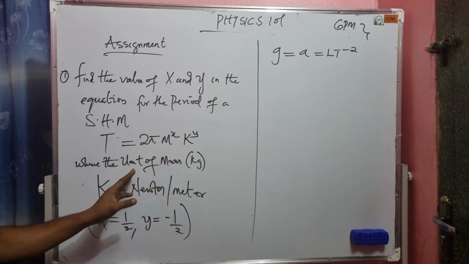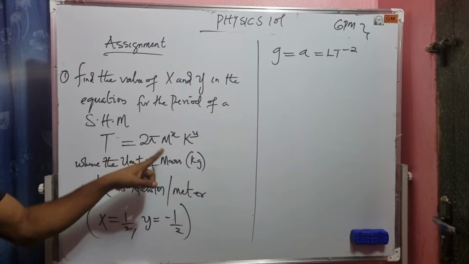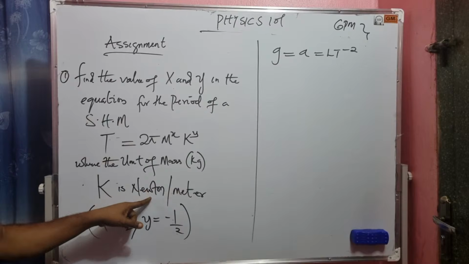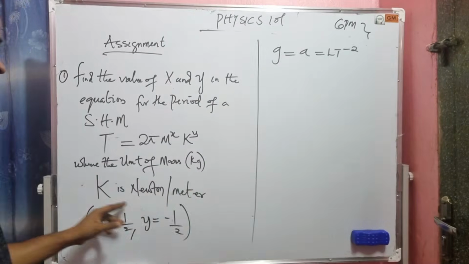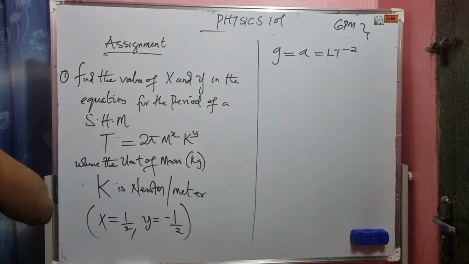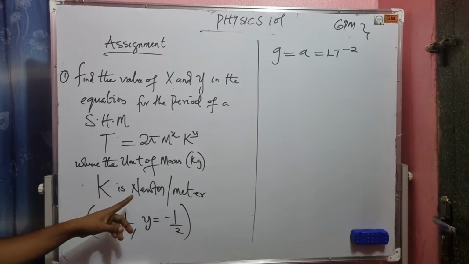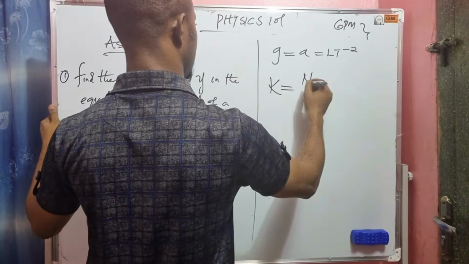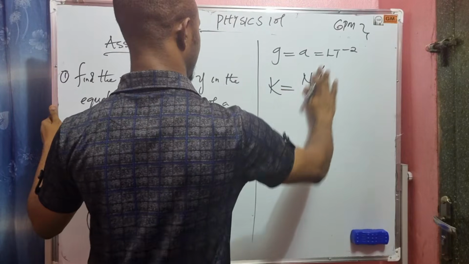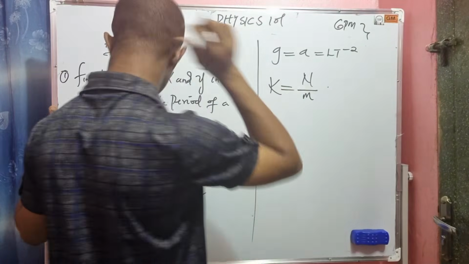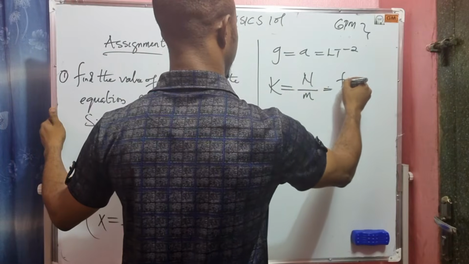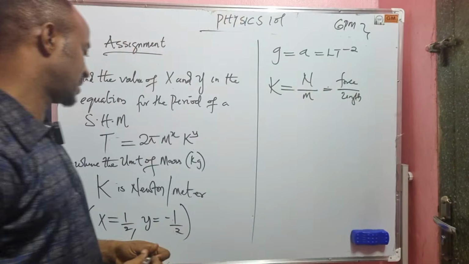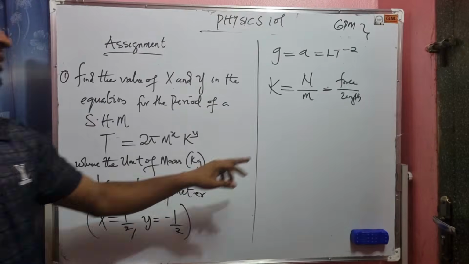Where the unit of mass is in kilogram. Mass has a unit in kilogram, don't forget. And the unit of k is Newton per meter. They call it the force constant, right? Which is Newton per meter. It means that k is force over length.